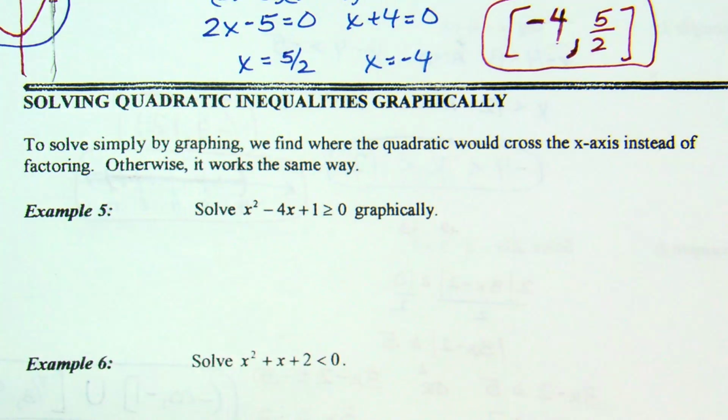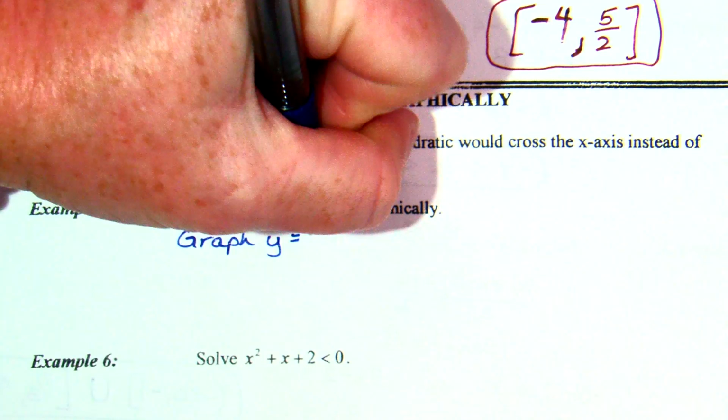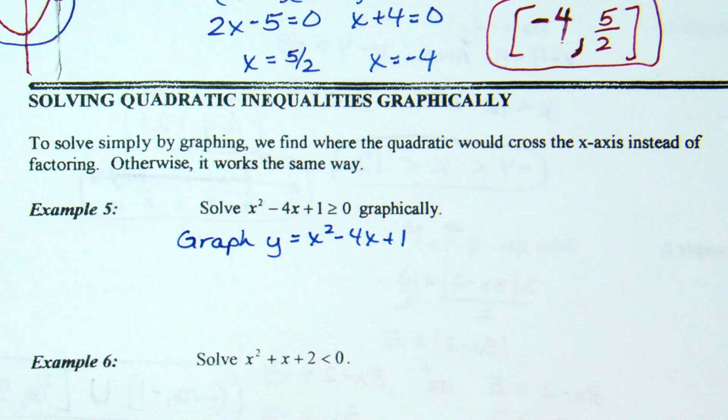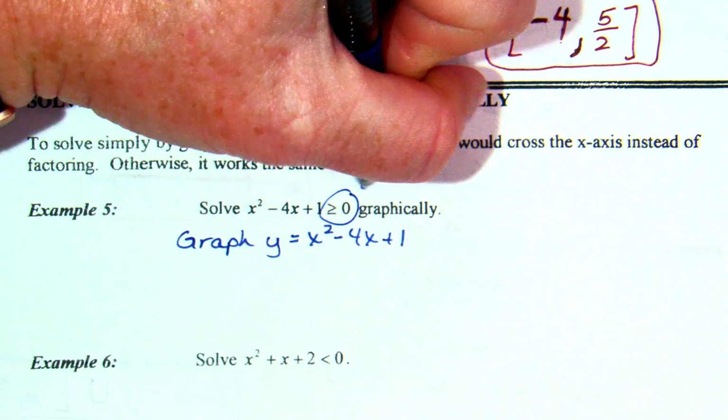Your first step is going to be to graph. What is it we're going to graph? I'm graphing officially y equals x squared minus 4x plus 1. Once I get it graphed, what portion of this graph are we going to be looking at for our solution? We're going to look for where it crosses the x-axis, but our actual solution is going to be where the graph is above. Because it says greater than or equal to, we are going to look above the x-axis.